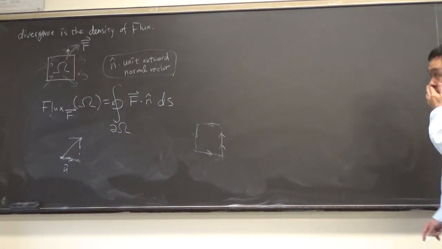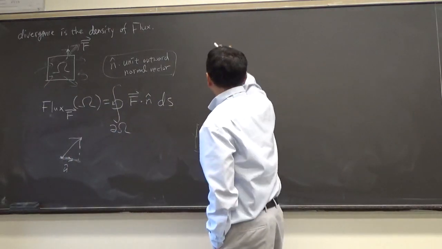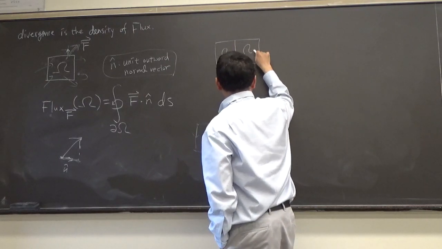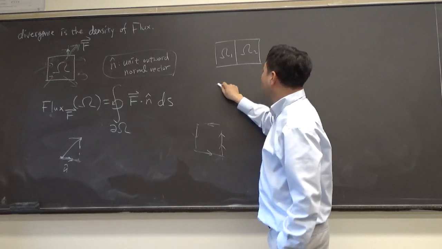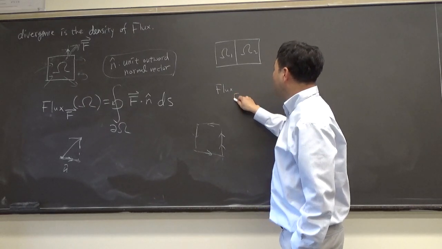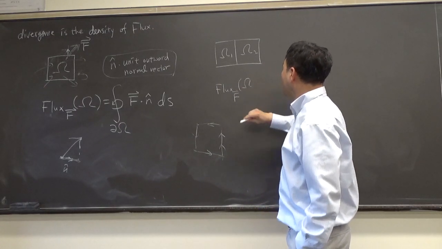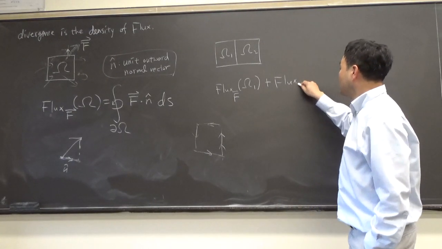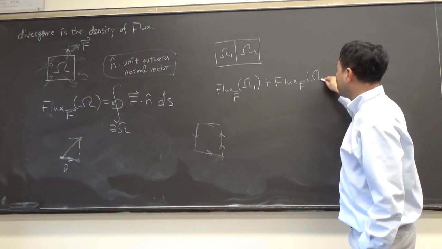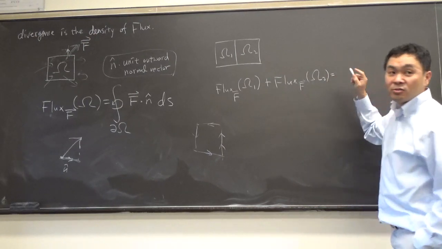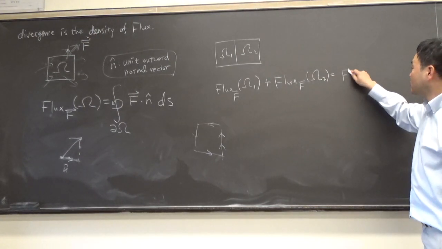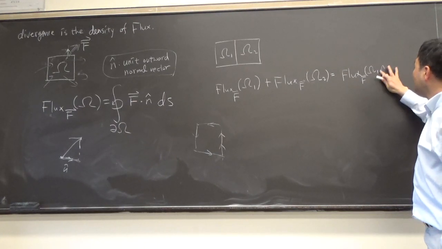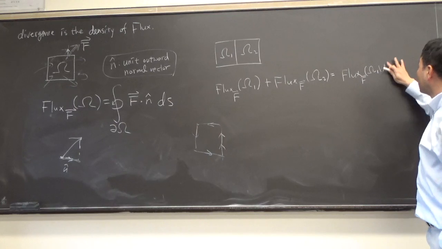Now, there's a very interesting property of the flux, which is that if you have two domains, omega 1 and omega 2, then the flux of F over omega 1 plus the flux of F over omega 2 is going to be equal to the flux of F over omega 1 union omega 2.